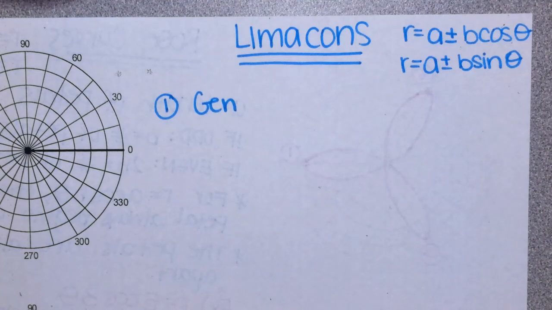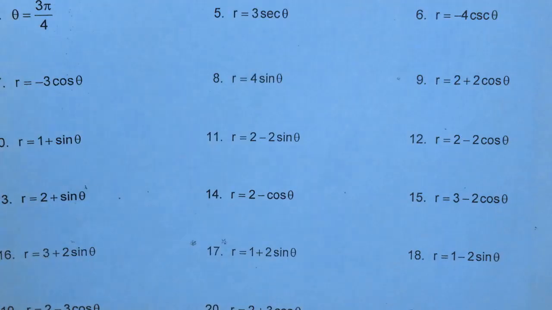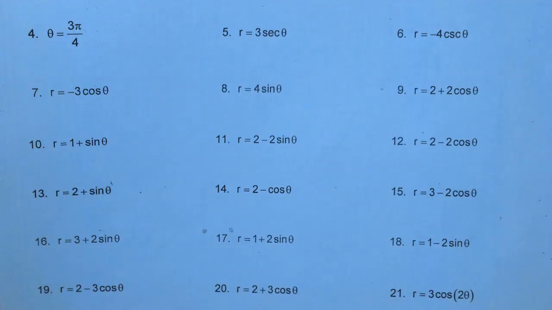Limacons, your two equations are r equals a plus or minus b cosine of theta and r equals a plus or minus b sine of theta. So you should have your homework out on your desk right now, and anything that has an addition or subtraction sign is going to be a limacon. Now, you are going to have to be specific in which type of limacon it is. So I'm about to go over that.